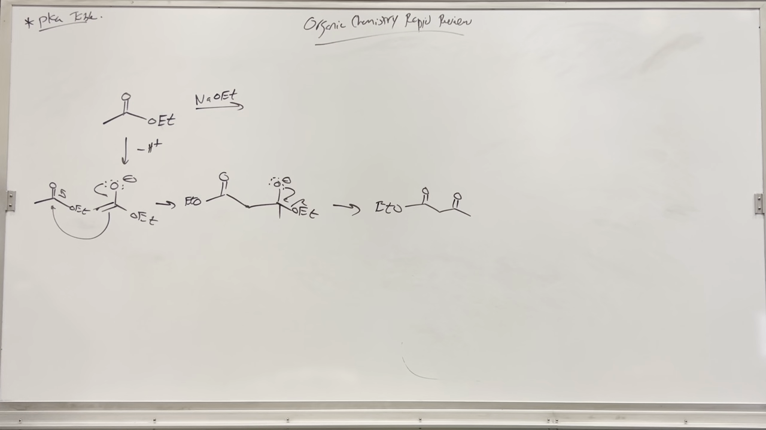Someone who's better at orgo than I am, count my carbons, check the mechanism, make sure I'm not messing up. The end product should have 4 carbons, correct? 1, 2, 3, 4. OEt gets kicked off, and then I think that's good, right? And no double bonds because we kicked off the OEt.